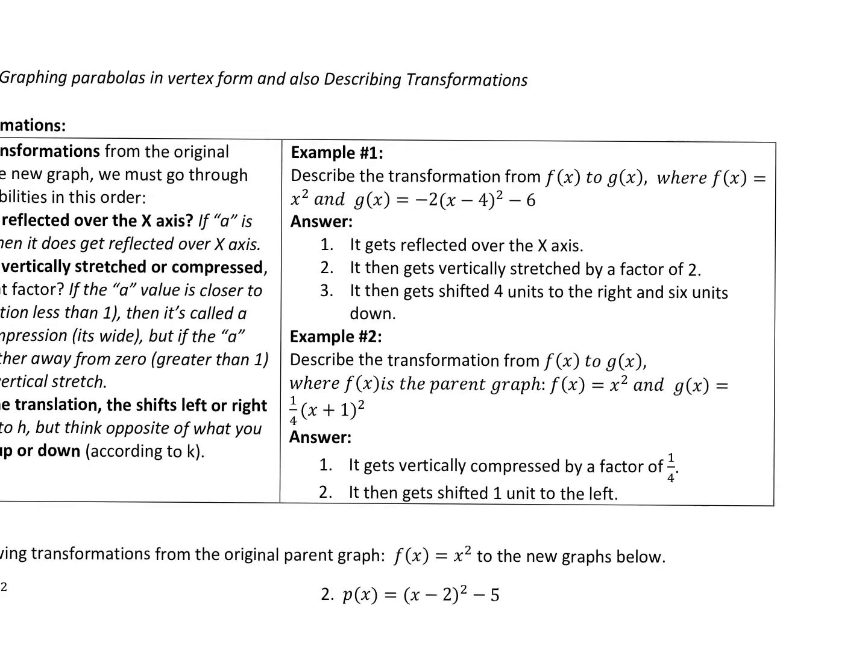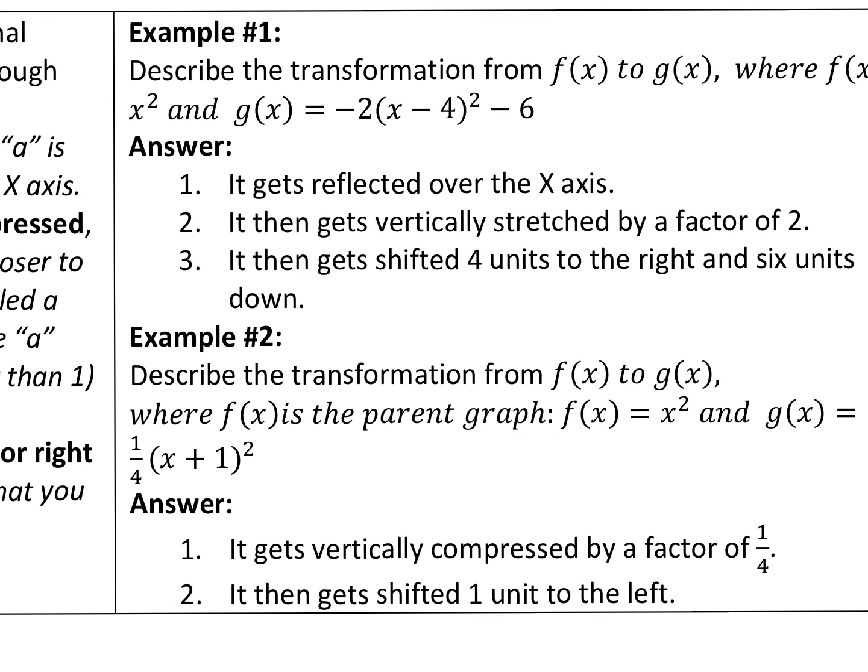It also has examples right here from y equals x squared to this new function, negative 2 parentheses. So the negative sign means that it gets reflected over the x-axis. The 2 means that it gets vertically stretched by 2. The minus 4 means that you're going to shift it 4 to the right, because think opposite, that's plus 4. So it gets shifted 4 to the right, and then minus 6, 6 units down.